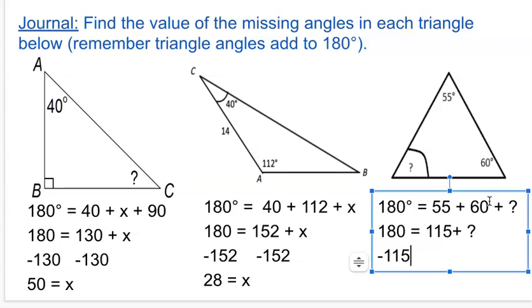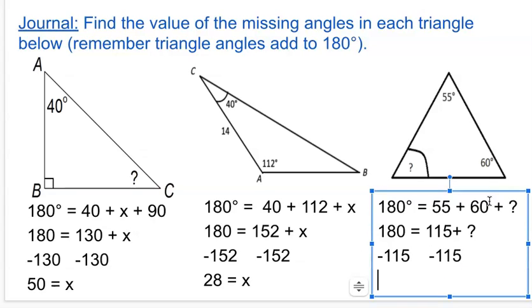To get rid of 115, we subtract it from both sides. We're left with 65 on that side equals the question mark, or X. So those are the measures of the three missing angles. Remember, the sum of any triangle's angles has to be 180. So if you're given two, you can find the third.